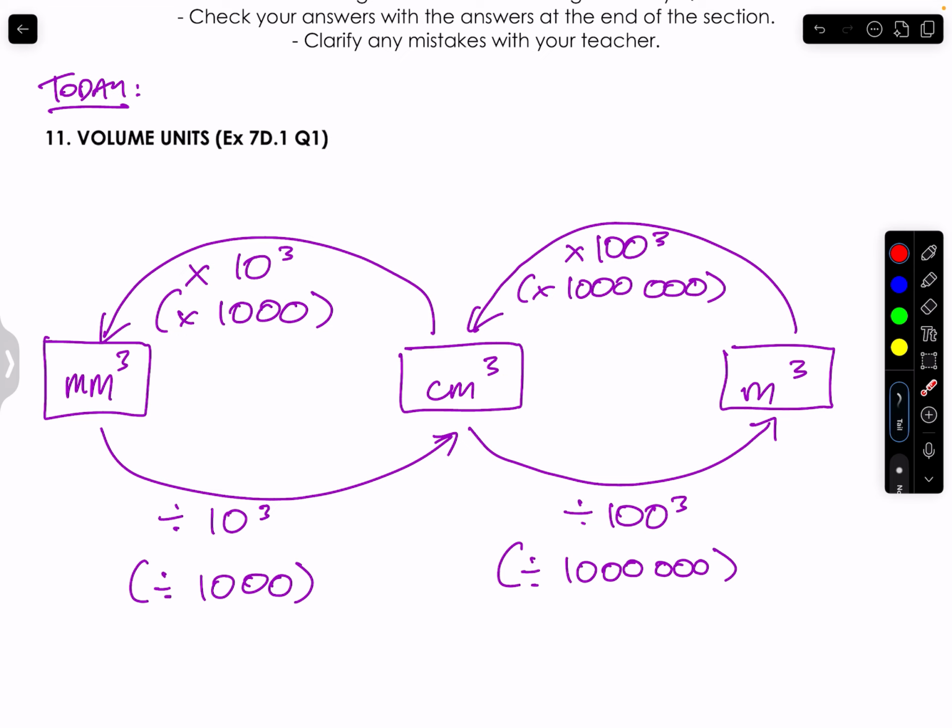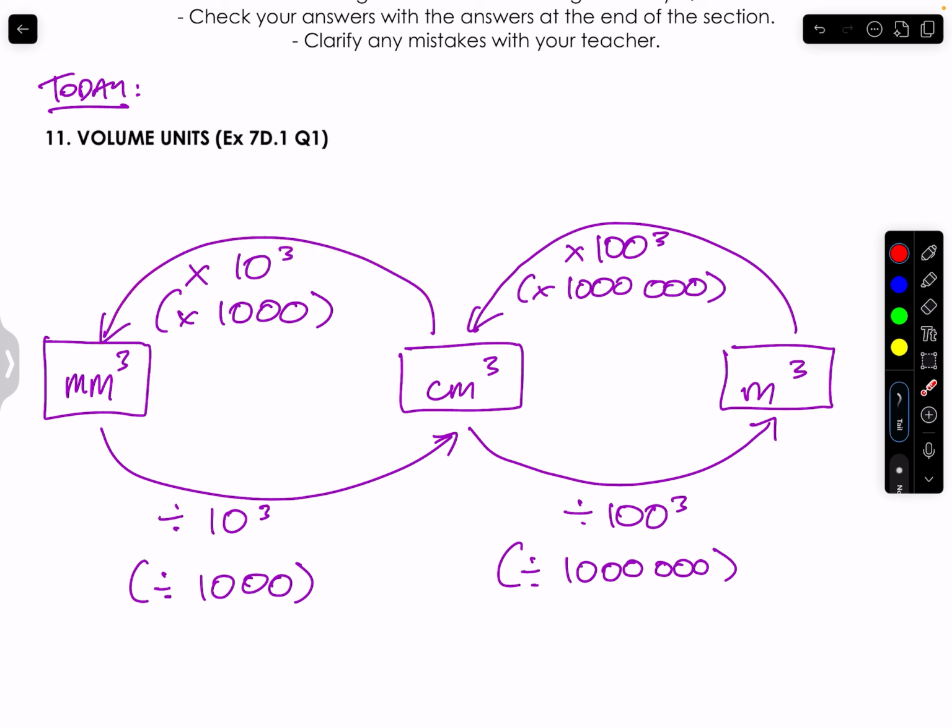So if you wanted to go from a cubic meter measurement, like 5 cubic meters, and you wanted to say that in cubic centimeters, you would times the 5 by 100 cubed, which is the same as timesing by 1,000,000. If you wanted to get a measurement that was in cubic centimeters and you wanted it in cubic millimeters, you would times the number by 1,000, which is the same as 10 cubed.